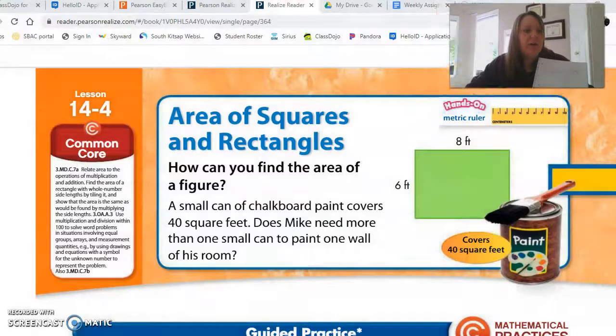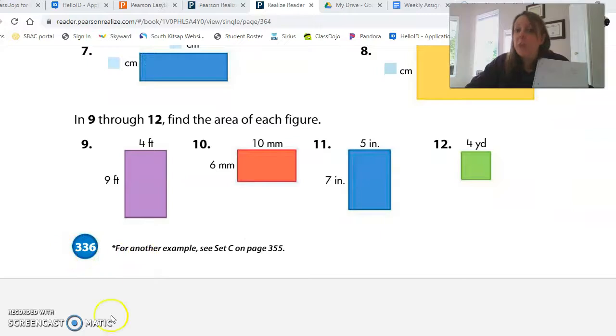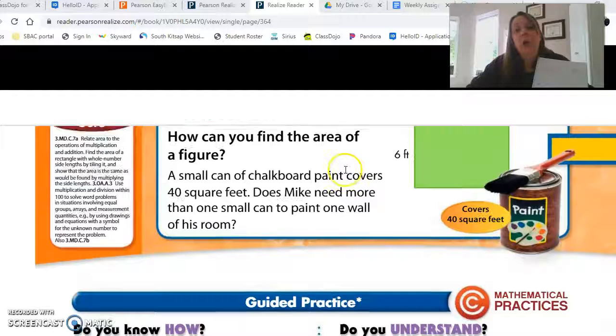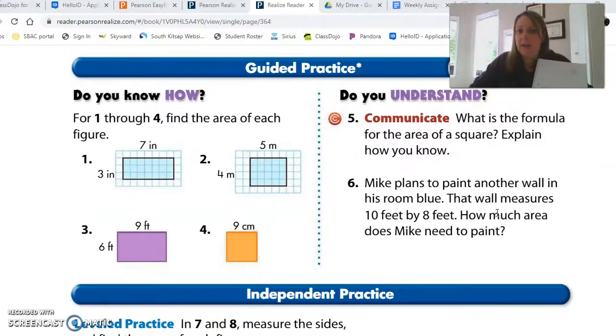Alrighty, so today we are on 14.4, area of squares and rectangles. We're on page 336 of your textbook. And as always, I really hope you have already watched the video, as that kind of gave you the idea of what we're working on today. All right, here we go with our guided practice.